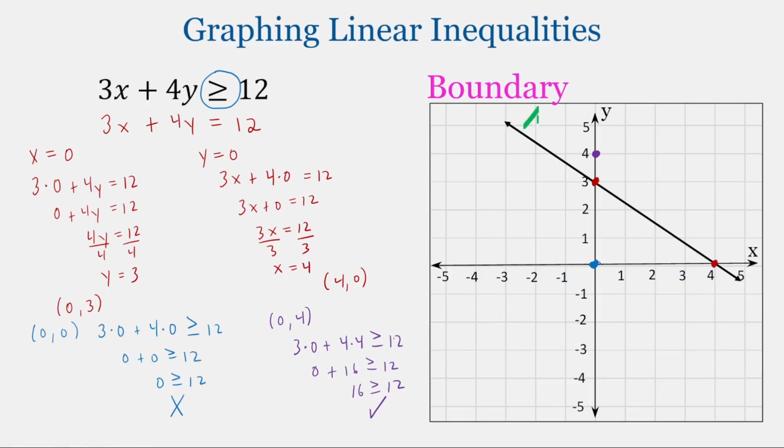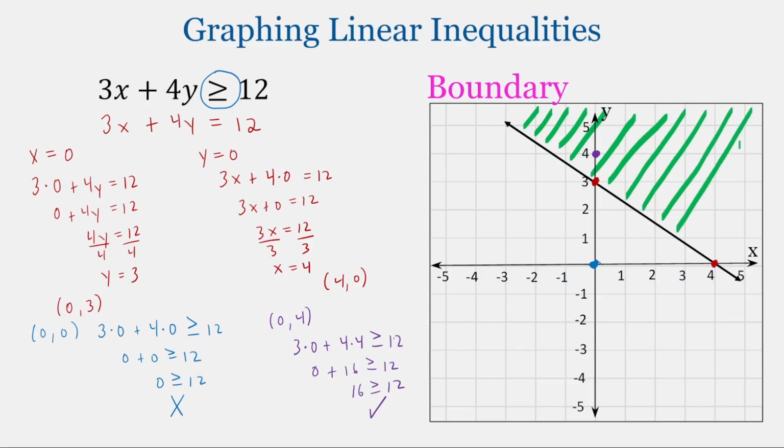So we're going to shade in this region of our graph. Right now I'm just drawing lines to show it. You can take a color pencil and shade this entire region in. So every point that's in this shaded region and every point that's on this line is a solution to this inequality.